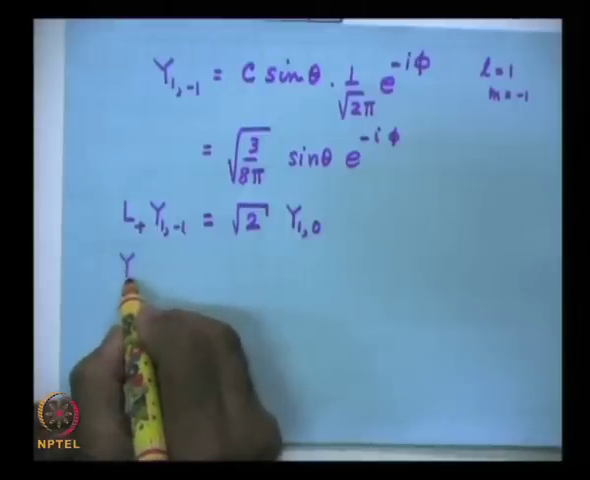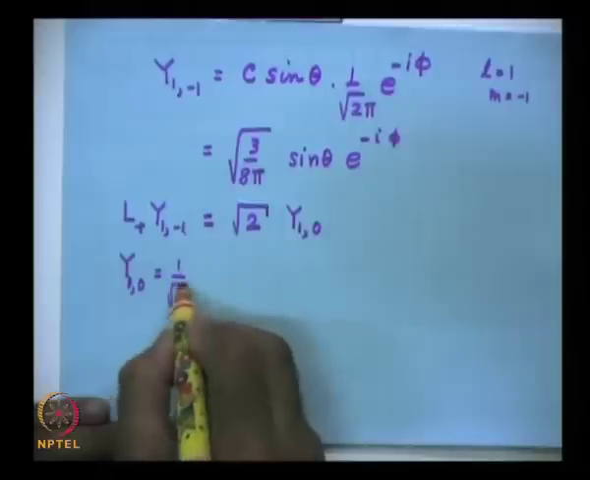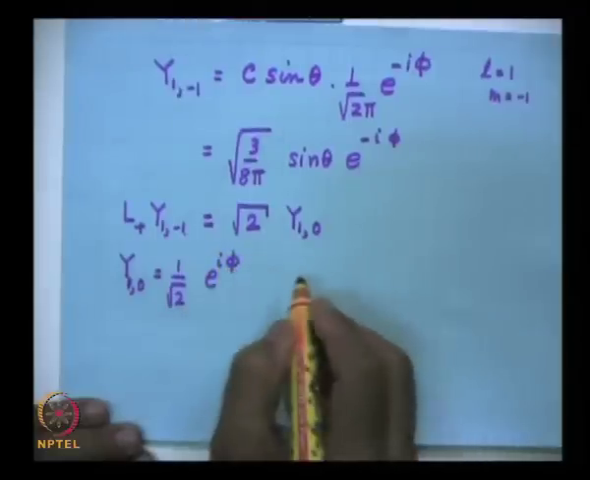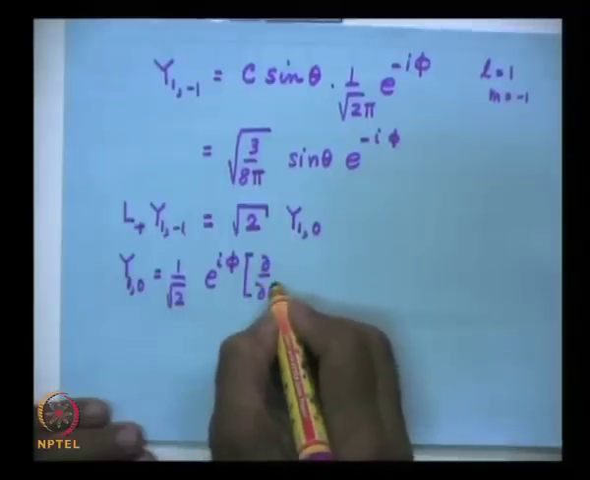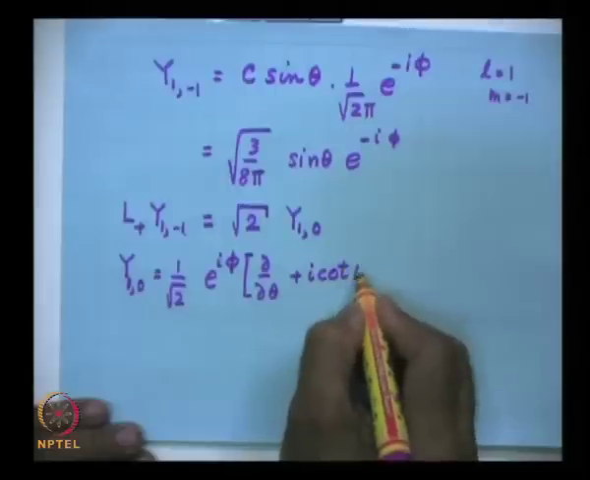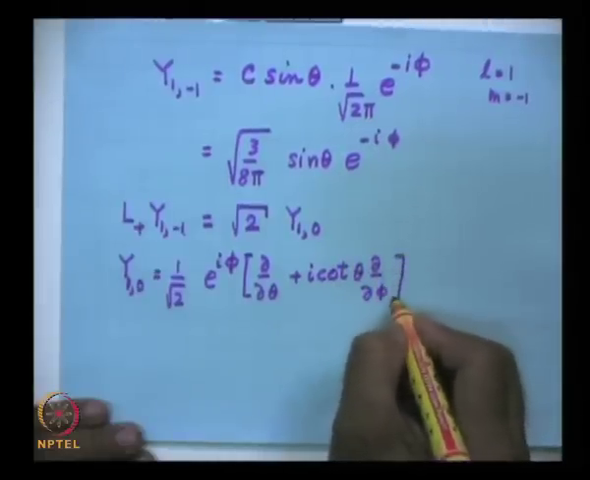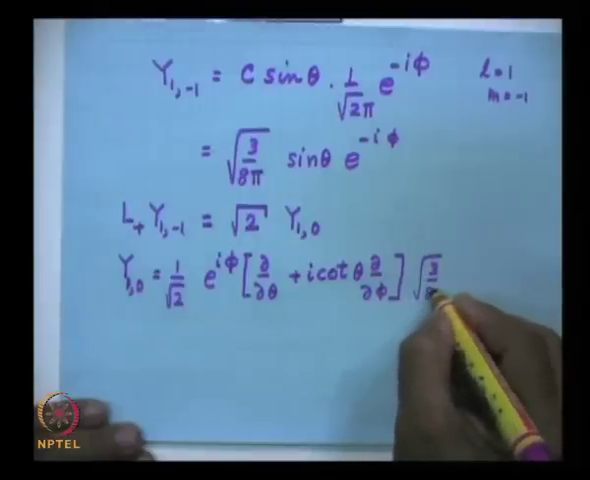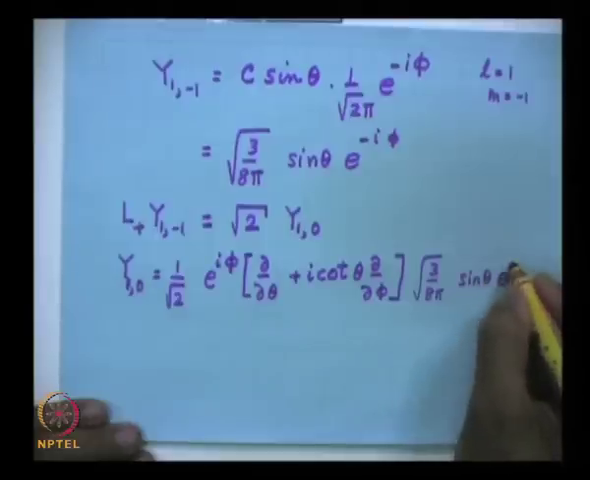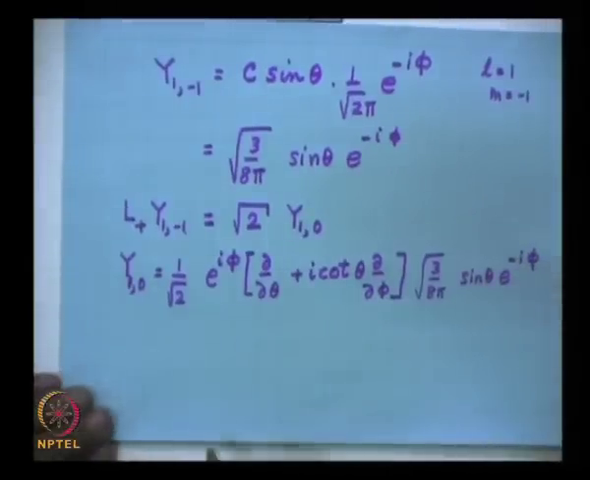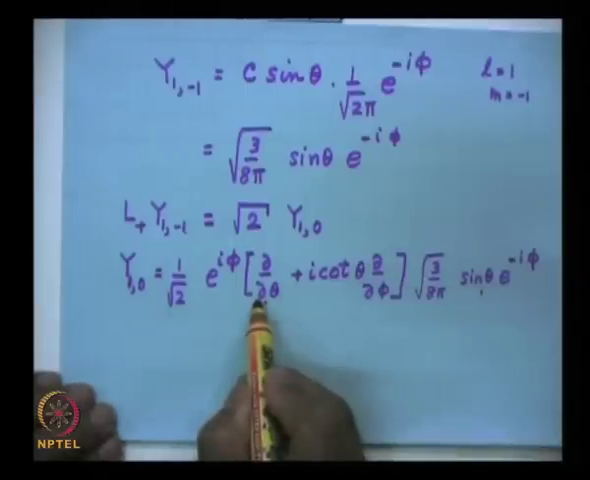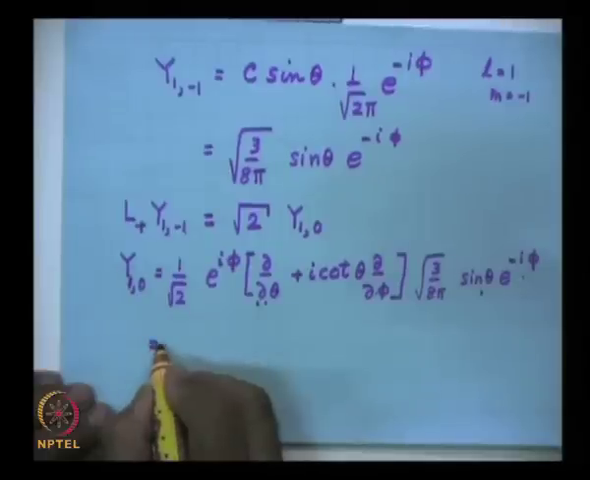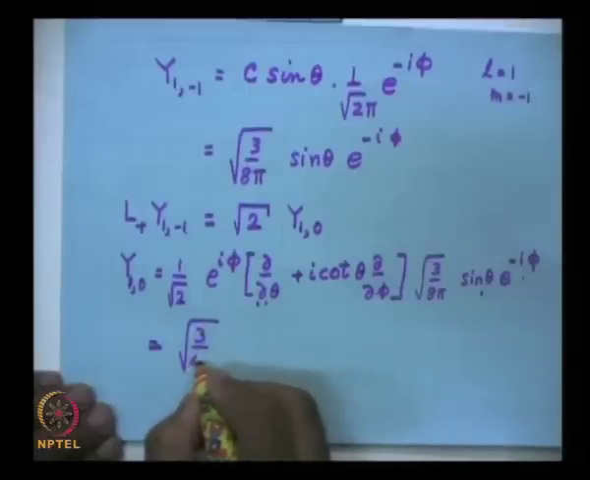So, Y_{1,0} will be 1 over root 2 times L plus, and the L plus operator is e to the power of i phi times (delta by delta theta plus i cot theta delta by delta phi), operating on Y_{1,-1}, which is root of 3 by 8 pi sin theta e to the power of minus i phi. So, I differentiate this with respect to theta, I differentiate this with respect to phi. It is very simple algebra, and once you do that, you will get root of 3 by 4 pi cos theta.